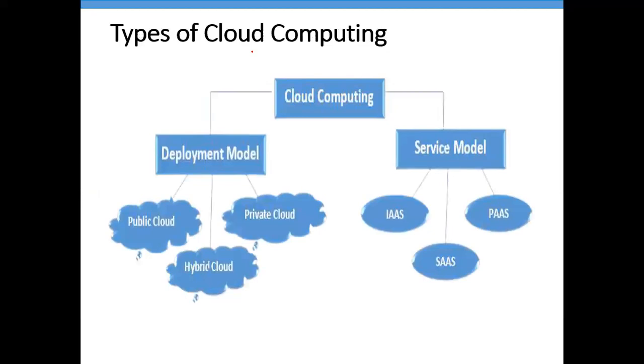Types of cloud computing. We have two types of model in cloud computing. One is called deployment model, the other one is called service model. In deployment model, we have three types: public, private, hybrid. In service model also we have three types: IaaS, PaaS, and SaaS.